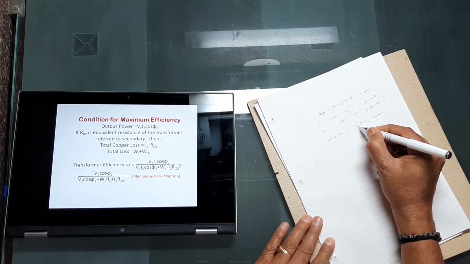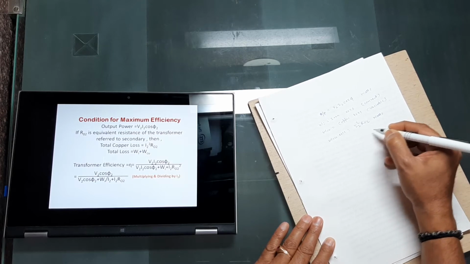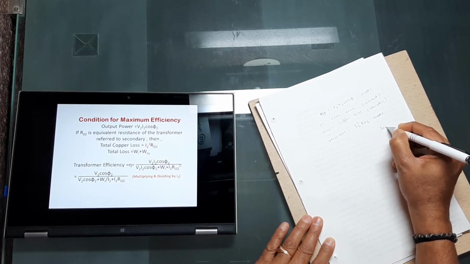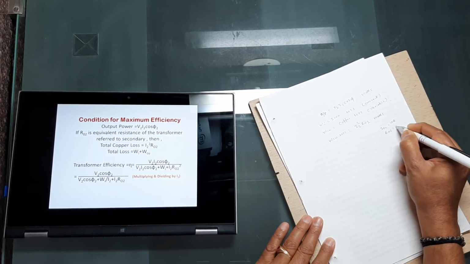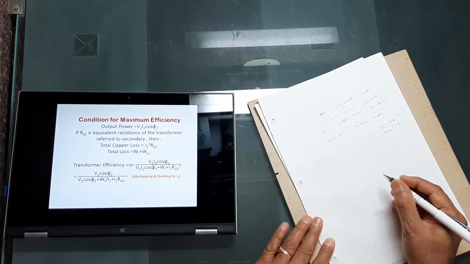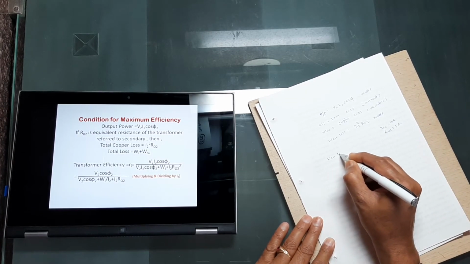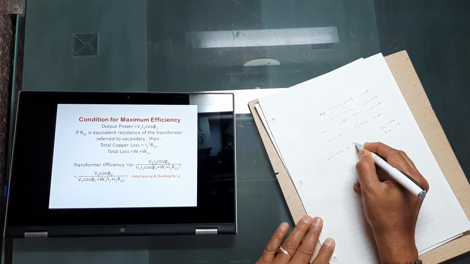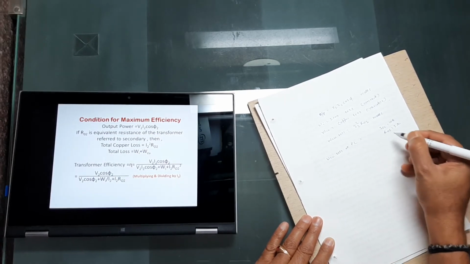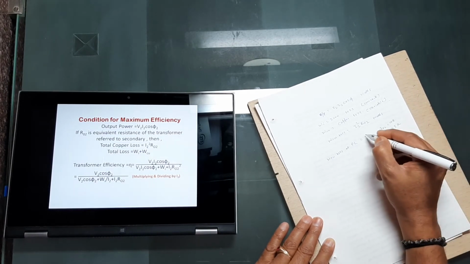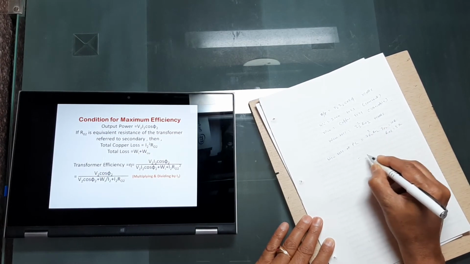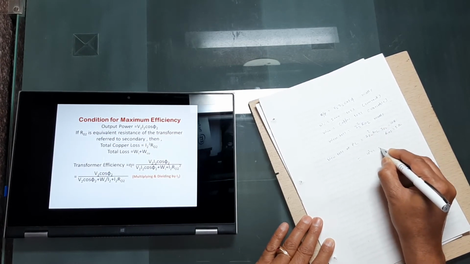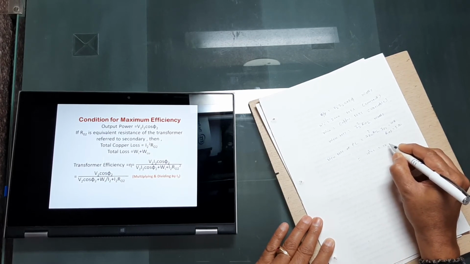Here, for example, if the full load current is 10 amperes and RO2 is 1 ohm, I will take that for simplicity. Then the copper loss at full load is equal to I full load square into RO2, that is 10 square into 1, which equals 100 watts.